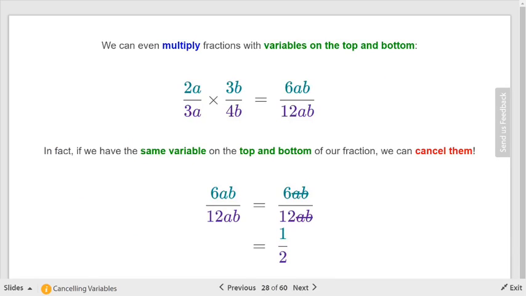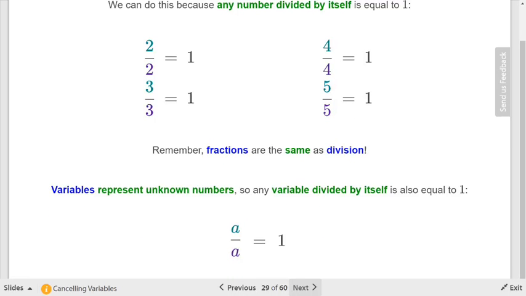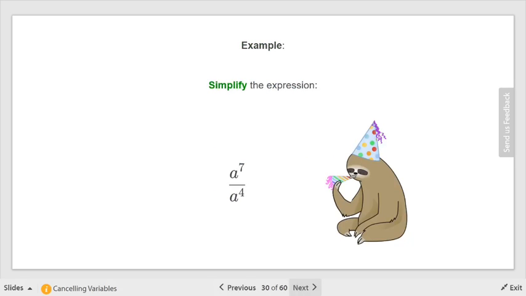No. Okay. Shall we get one that isn't a half this time? Yeah. All right. And remember, anything divided by itself makes a 1. Excellent. But you don't even need to write the ones. All right, here we go.